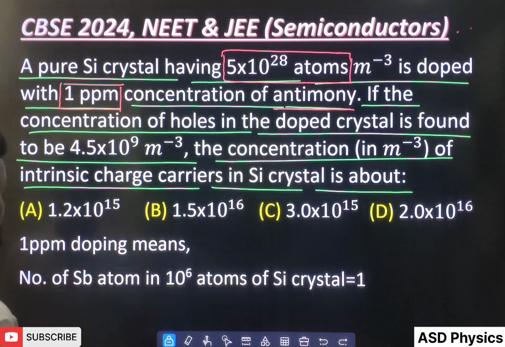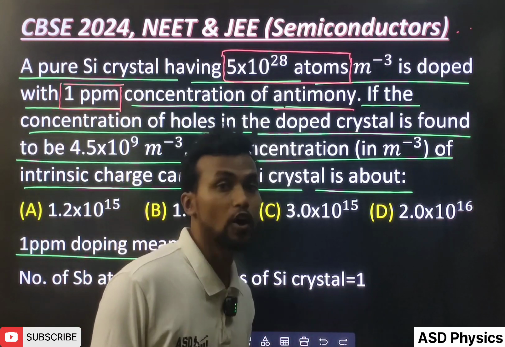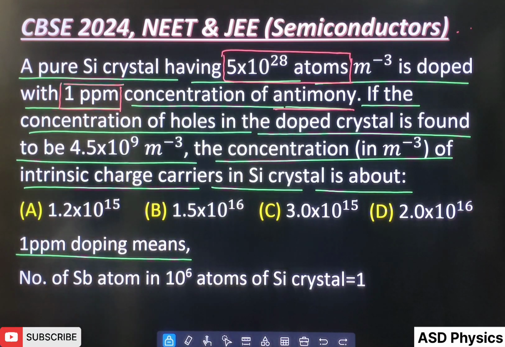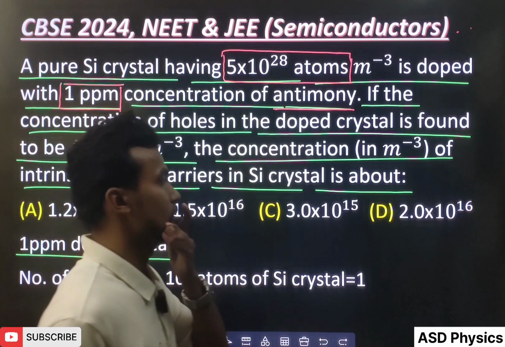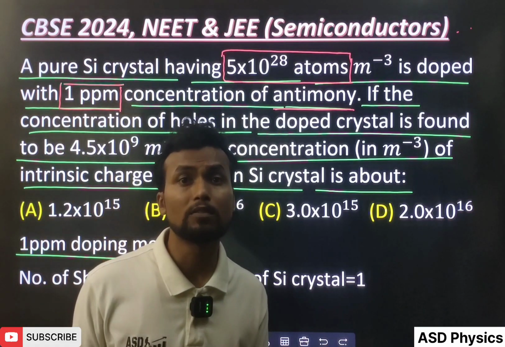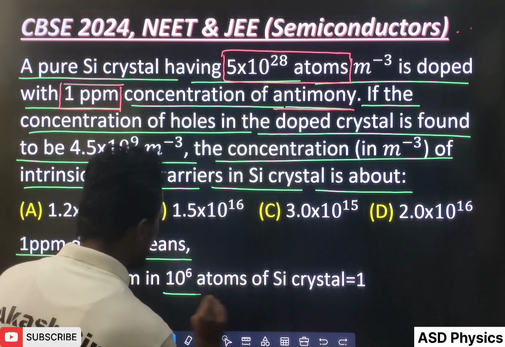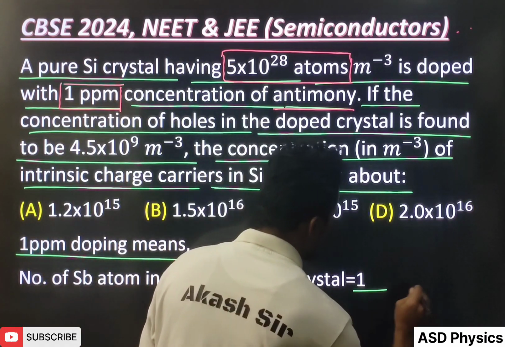I have written the very basics here. 1 ppm doping means the number of antimony atoms in 10 to the power 6 atoms of silicon crystal is 1. That is called 1 ppm. After that, how many atoms of silicon crystal are there? 5 into 10 power 28. Here we will apply the unity rule: 10 to the power 6 atoms corresponds to 1.